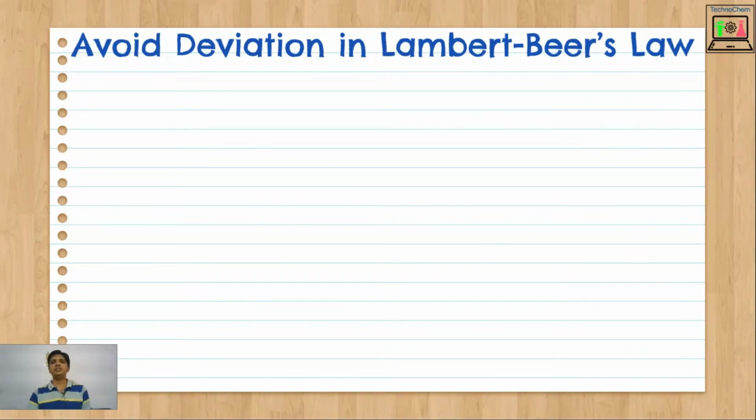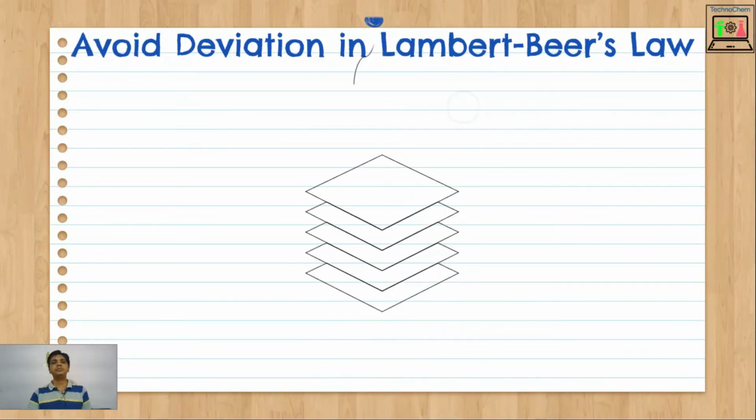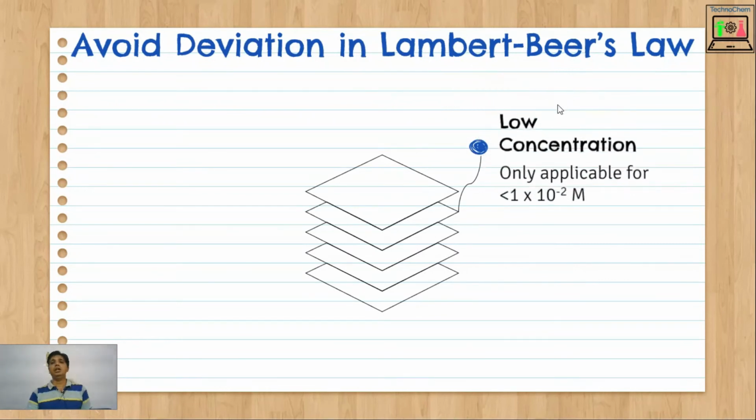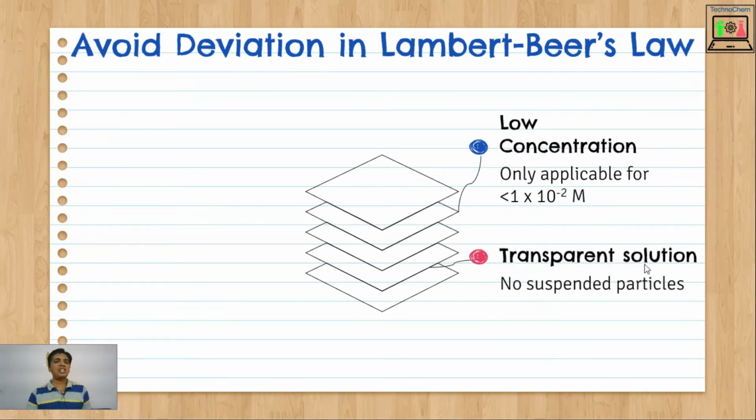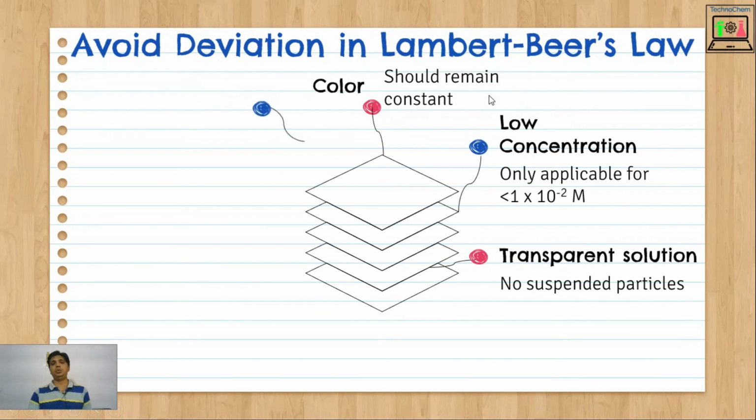Now, what is the solution for this deviation? How to avoid this deviation in Lambert-Beer's law? First one is use of low concentration. Very low concentration solutions are applicable for Lambert-Beer's law. If the concentration is high, you have to dilute it to a certain extent and then measure. Always use a transparent solution. There should be no suspended particles in your solution. There should be no change in color. That means color should remain constant throughout the measurement.